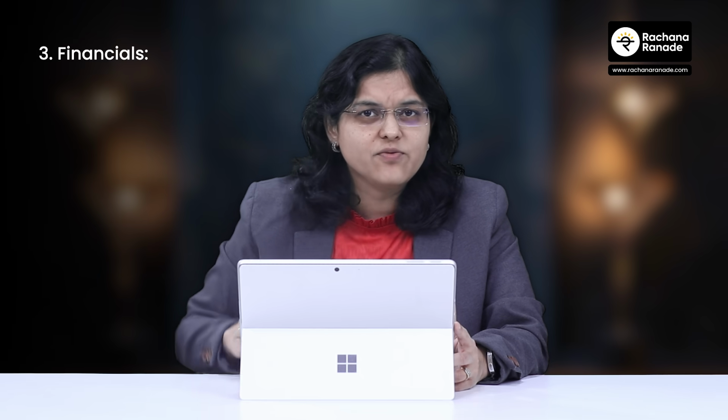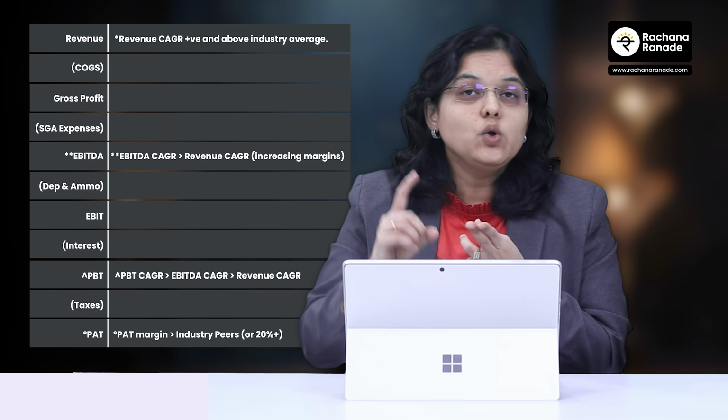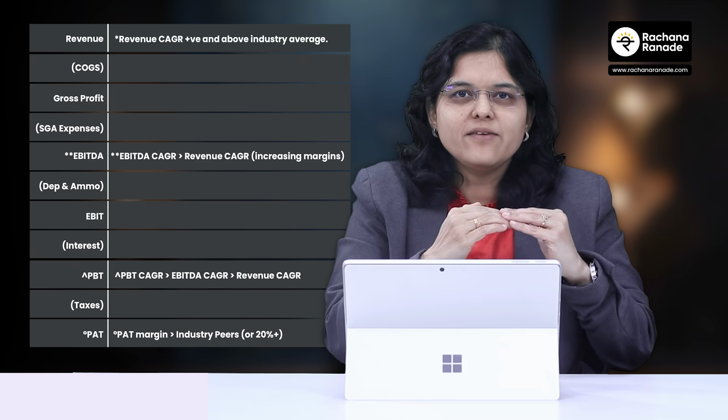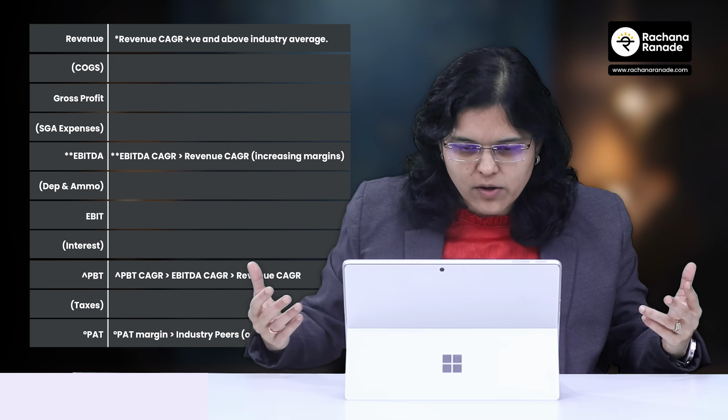Moving on to number 3, which is financials. Extremely important. Do I check revenue CAGR? Yes. Do I compare the revenue growth with industry growth? Obviously, yes. If the company's revenue growth is higher than industry growth, why not?